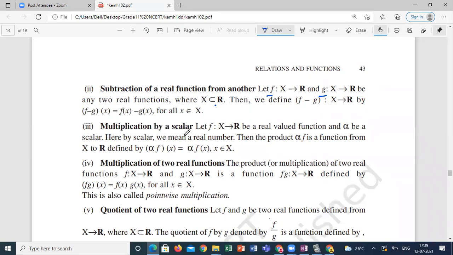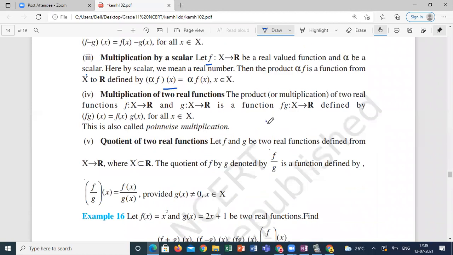Same as multiplication and division. f is one function and alpha is a scalar, and if I am multiplying f with some constant, your x always belongs to the capital X. Multiplication of two functions works the same way. If x is one function and x square is another function, and I am multiplying, I get x cubed. If x is defined from X to R, x square is also defined from X to R, and x cube will also be defined from X to R only.